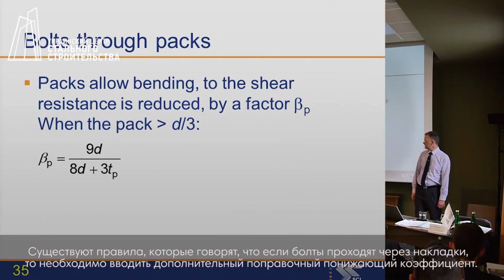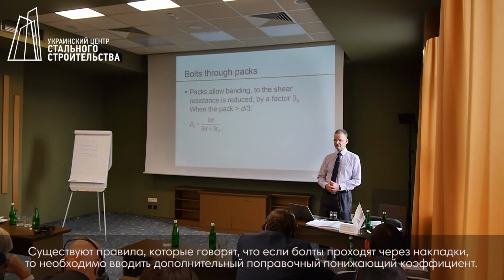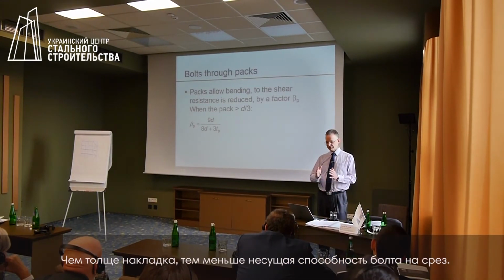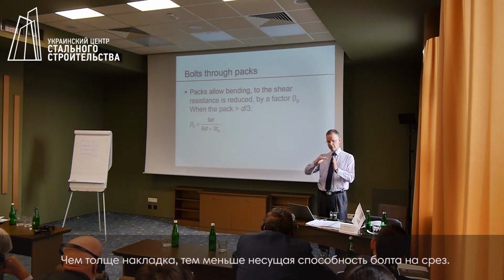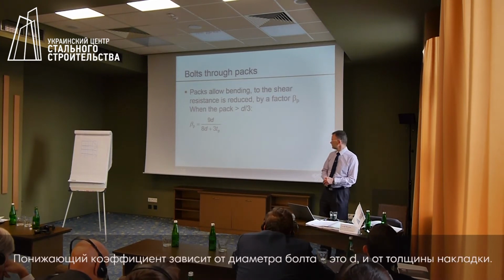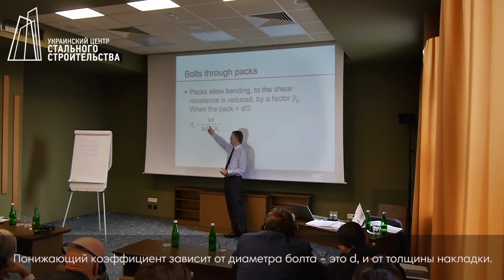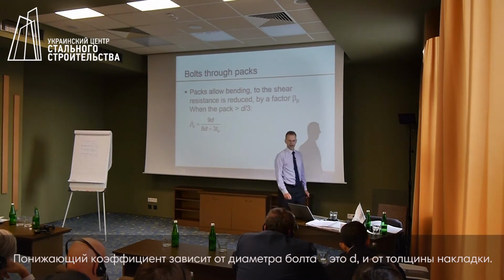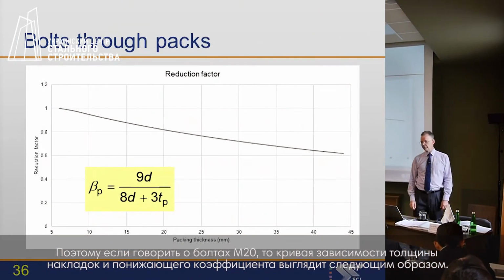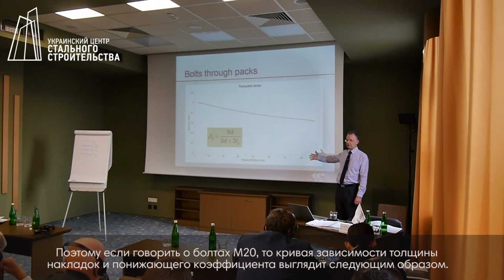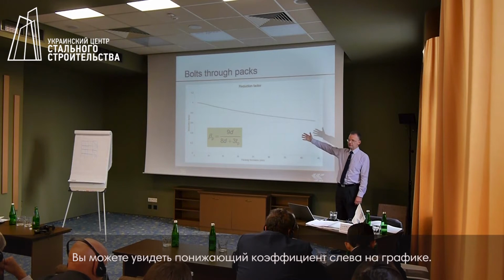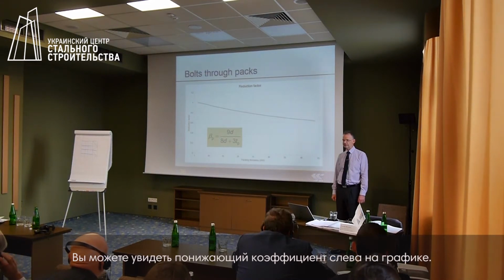There are rules that say if you pass bolts through packing, then there is a reduction factor to be applied. So the thicker the packing, the more the bolt tries to bend, and that will reduce the resistance in shear. So the reduction factor then depends on the diameter of the bolt, D, and the thickness of the pack. So for an M20 bolt, here is the relationship between the packing thickness on the bottom axis and the reduction factor on the left-hand axis.